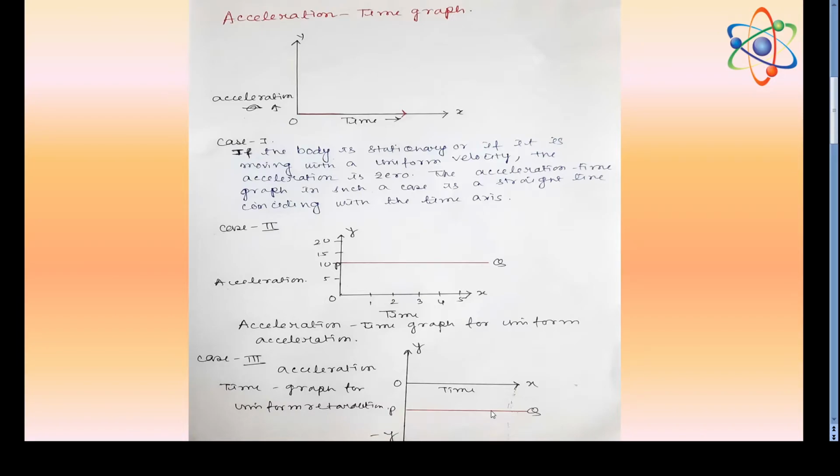We have one more case. If the velocity of the body changes in an irregular manner, the acceleration is variable. The acceleration time graph will then be a curve of any shape. Next one, we have motion under gravity. A body falling freely under gravity moves with a uniform acceleration of 9.8 meter per second square, or nearly 10 meter per second square. For a body moving vertically upwards, there is a uniform retardation of 9.8 meter per second square. Thus, motion under gravity is an example of uniformly accelerated or uniformly retarded motion.